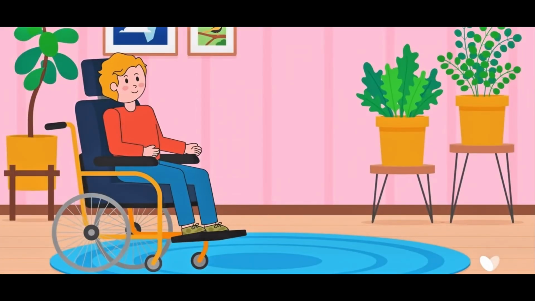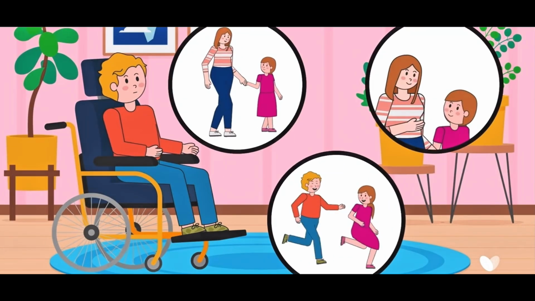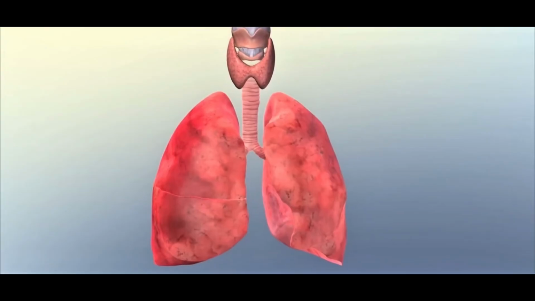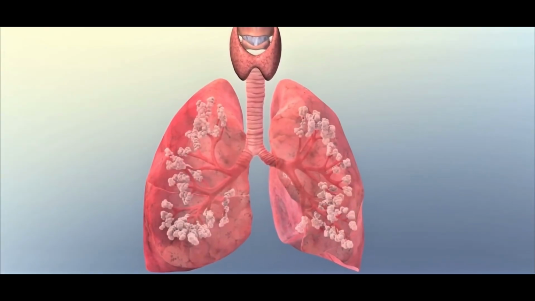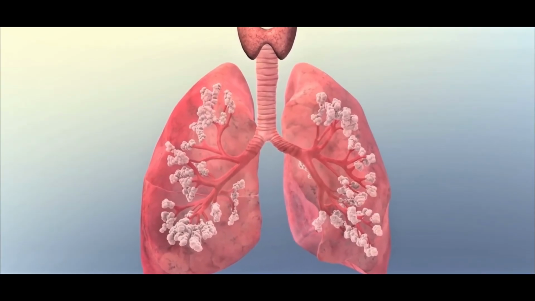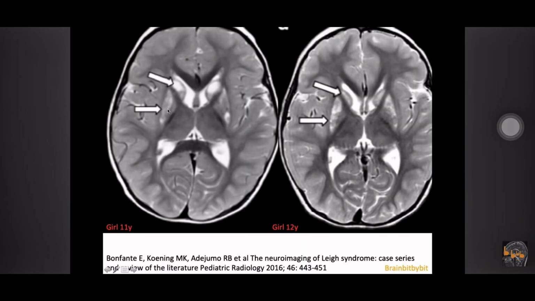Developmental retardation and muscle weakness are symptoms of Leigh syndrome. It is hard for them to walk, talk, or play like other children. Not only that, respiratory failure is also a symptom of Leigh syndrome that causes patients to have difficulty breathing. Finally, brain lesions are visible on MRI.